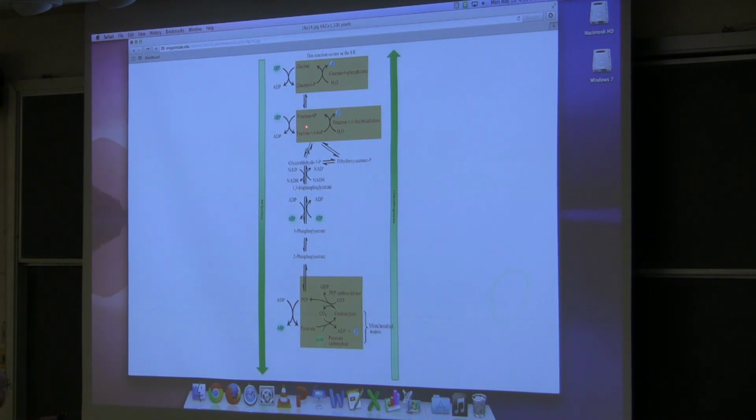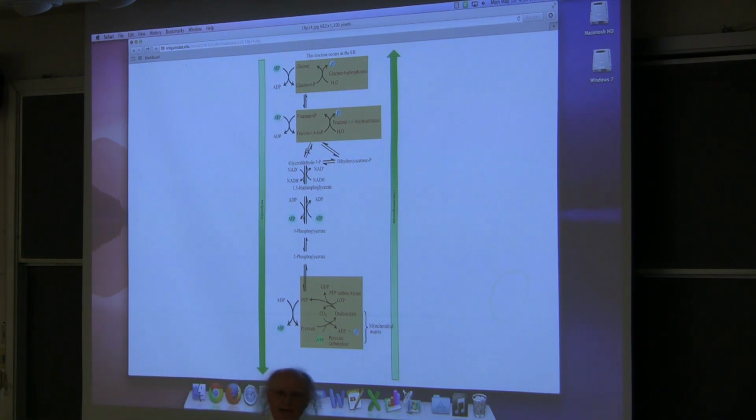And the PFK reaction is shown right here. And you can see the enzyme that gluconeogenesis uses. It's called fructose 1,6-bisphosphatase. And let's call it FBPase. How about that? FBPase. So the enzyme of gluconeogenesis that replaces PFK is called fructose 1,6-bisphosphatase, or you can call it FBPase. Okay?